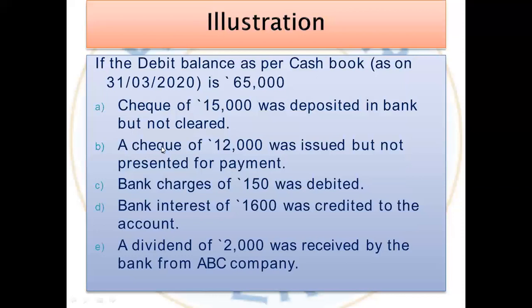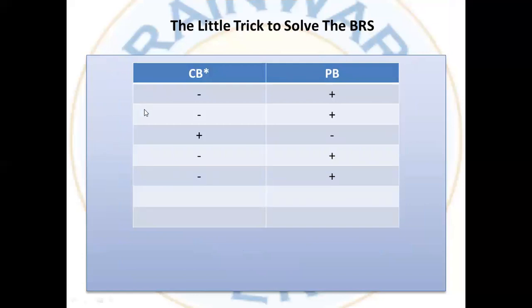Look at the second one. A check of rupees 12,000 was issued but not presented for payment. Means you gave 12,000 to someone, but it is not recorded in the passbook because he has not presented it in the bank. So when you gave that check to someone, you deducted it in the cash book. That is the CB. But from the passbook, it is not yet deducted. So minus means it's less, plus means it's higher. Because it is deducted from the CB, it is minus, and it is not recorded in the PB, so it stays as it is, means plus. Now the passbook is higher and the cash book is lower.